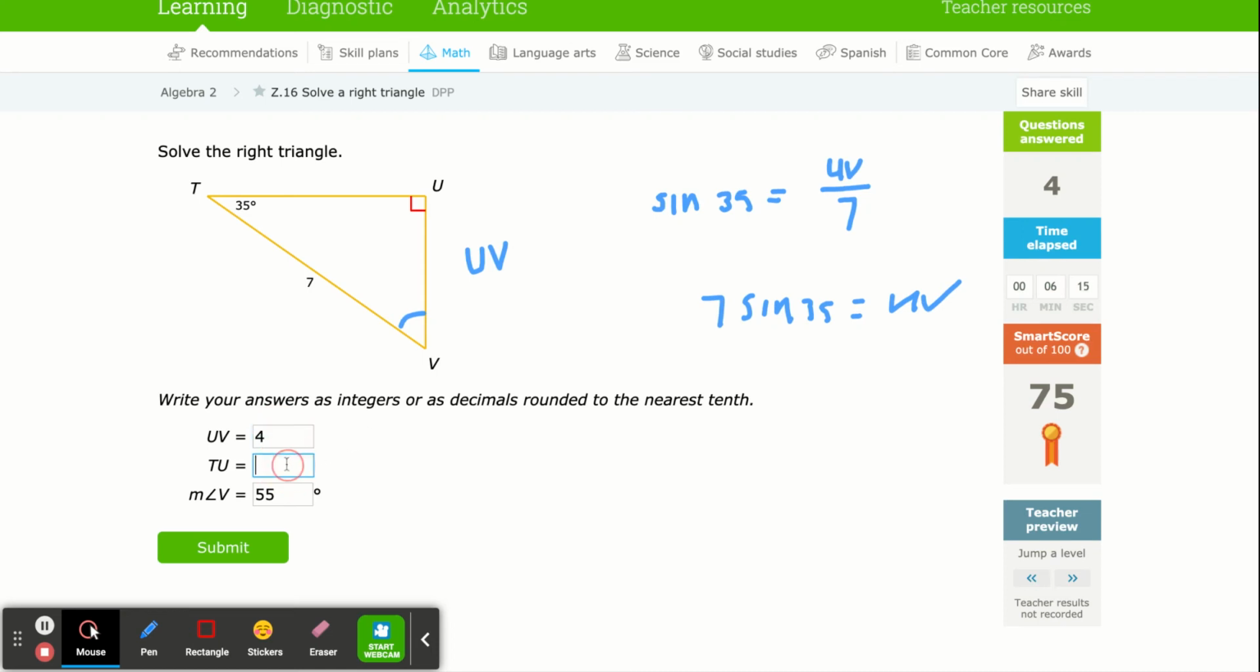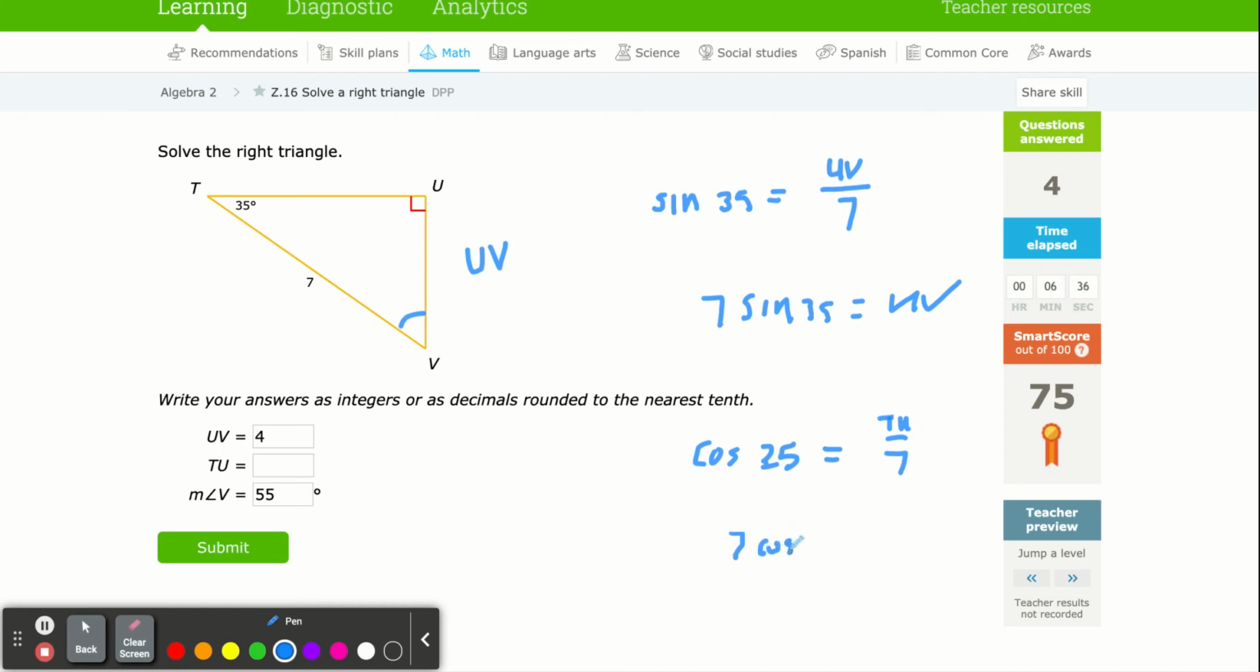Now I can either use Pythagorean's theorem or I can use the cosine. I like the cosine. I think it's easier than trying to do Pythagorean's theorem. I'm going to do the cosine of 35 because that's going to equal the adjacent side, which is TU, over the hypotenuse 7. So just 7 times the cosine of 35 will give me my length TU.